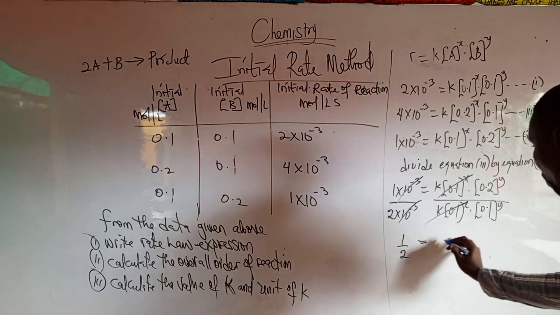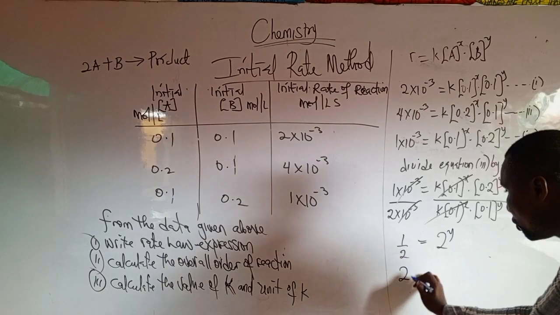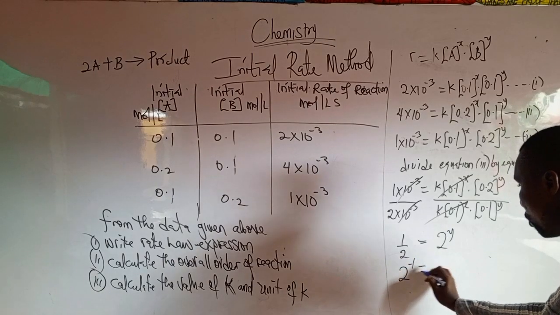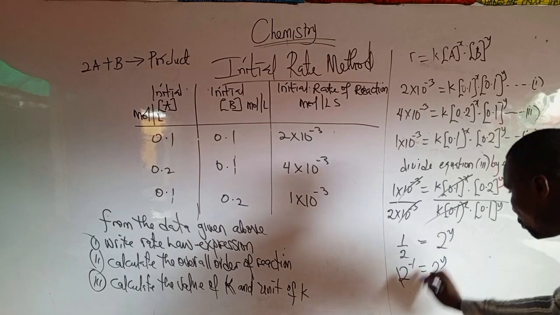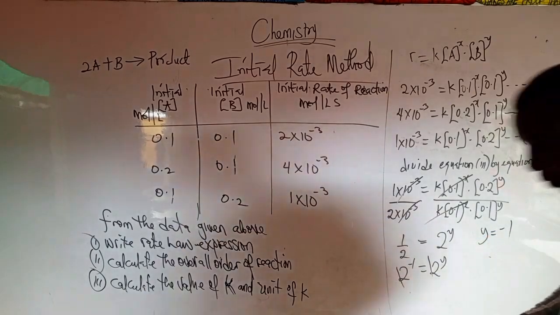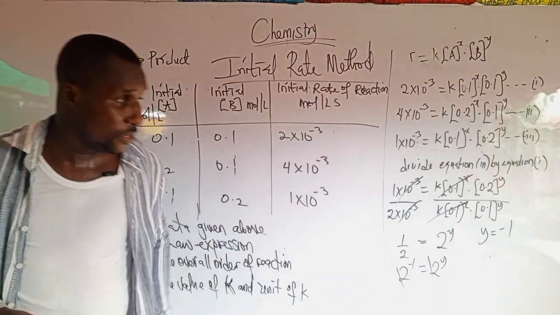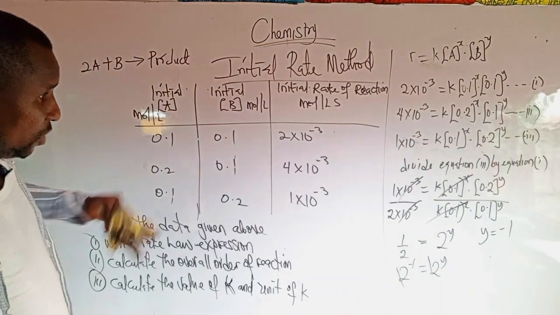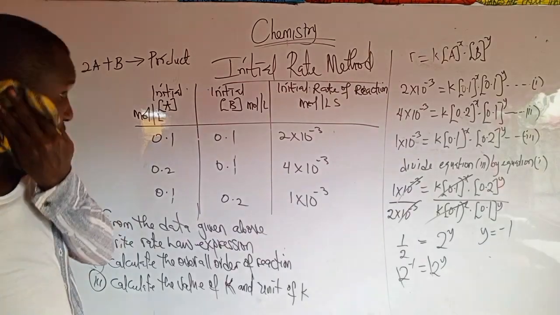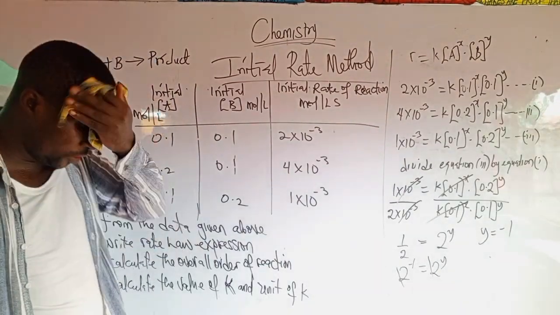This one in this one, I will have 2 raised to power Y. This one is 2 raised to power minus 1 equal to 2 raised to power Y. What happened? 2 cancels 2. What do I have? I have Y equal to minus 1. Can you see? Y equal to minus 1. I've gotten that. Hope you understand. You can pause it. I've gotten Y.